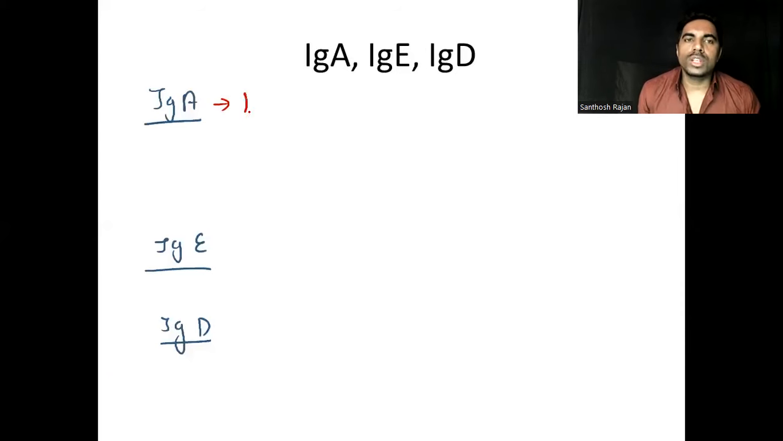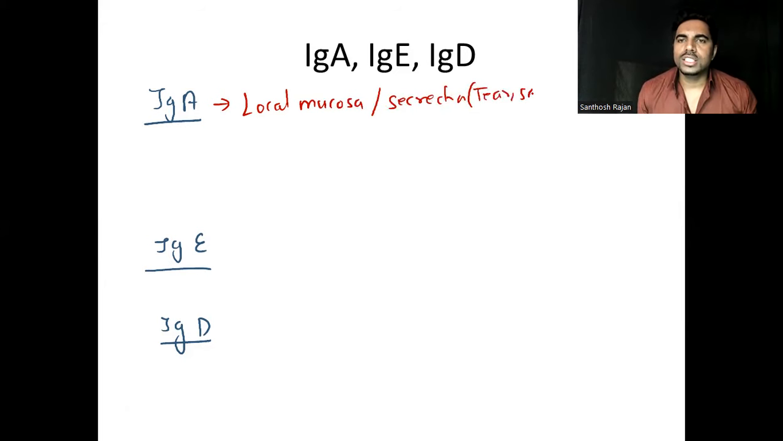IgA, we already talked about local immunity, local mucosal immunity, number one. I told you it's present in all secretions. Secretion means any secretion. It could be your tear, saliva, GIT secretion, any secretion, number two. And usually, I told you, this is a dimer.